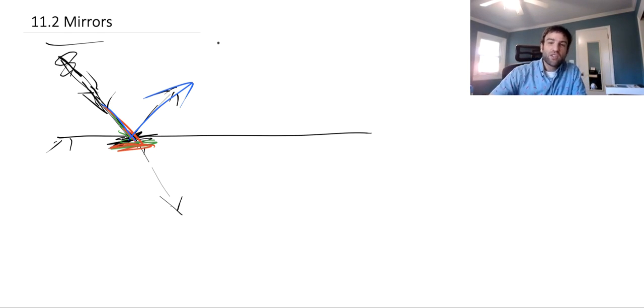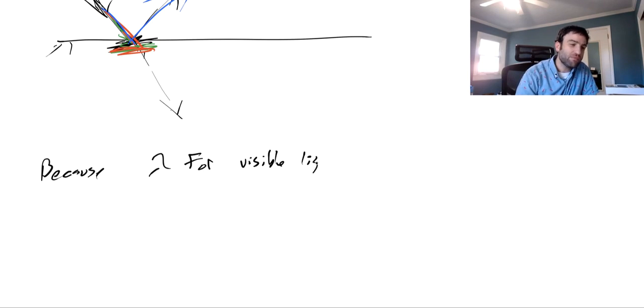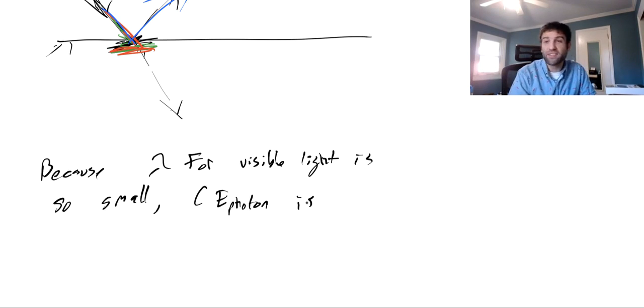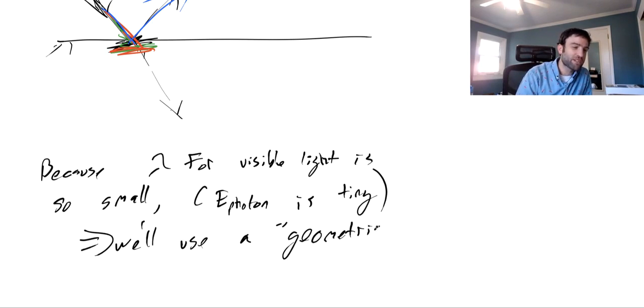Okay, so because the wavelength of visible light is so small, remember, just hundreds of nanometers at most. Another way of saying that is the energy of each photon is so tiny. Because of this, we can talk about the behavior of visible light using a particular approximation that's known as geometric optics. So we'll use a so-called geometric optics approximation.